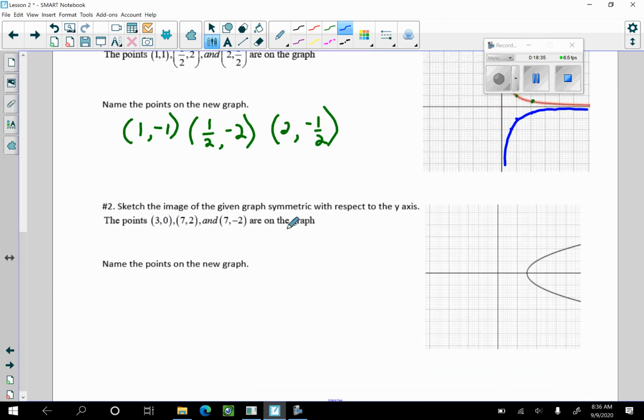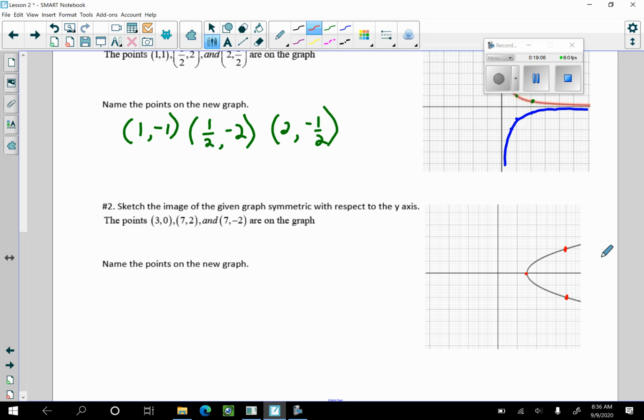So let's do example number 2. I want to sketch the image of the given graph with respect to the y-axis. The points 3, 0, 7, 2, and 7, -2 are on this graph. Let's go ahead and plot those points just for giggles. This is 3, 0. This is 7. Let's see here. 1, 2, 3, 4, 5, 6, 7. This is 7, 2. And this is 7, -2.